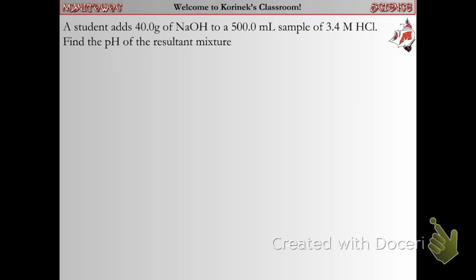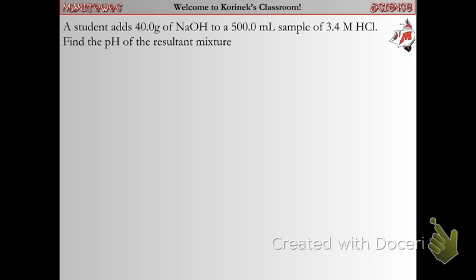So I'm going to put that problem up here, zoom in a little bit on us. We've got a student that's going to add 40 grams of a base, sodium hydroxide, to a 500 milliliter sample of 3.4 molar hydrochloric acid, HCl. What we want to know is what's the pH of the resultant mixture.